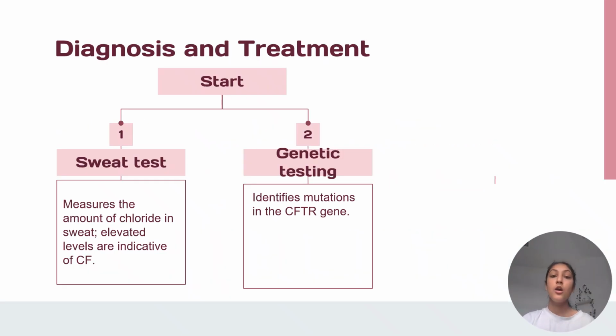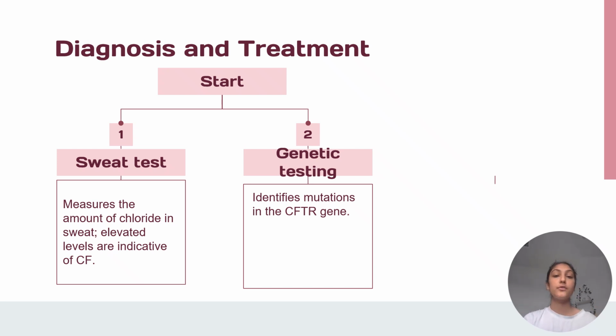Diagnosis and treatment. We have two types of diagnosis. The first one is the sweat test. People with CF have very salty sweat. It measures the amount of chloride in sweat. Elevated levels are indicative of CF. The second one is genetic testing. It identifies mutations in the CFTR gene.